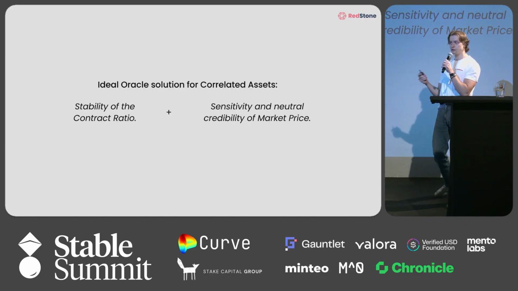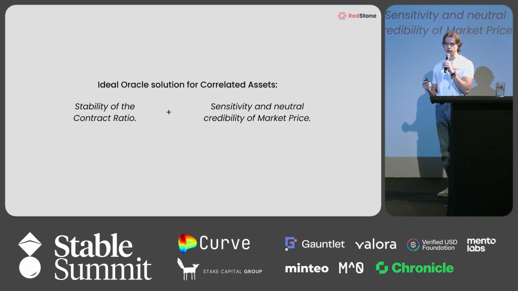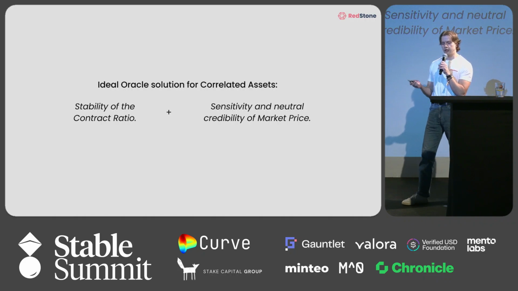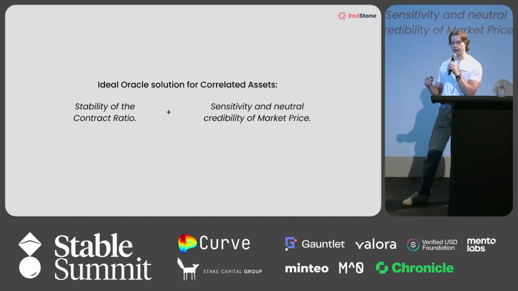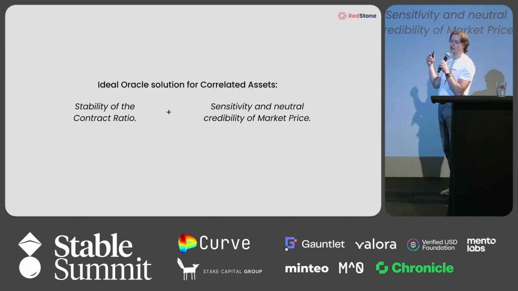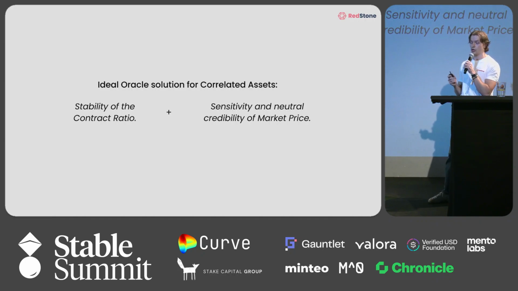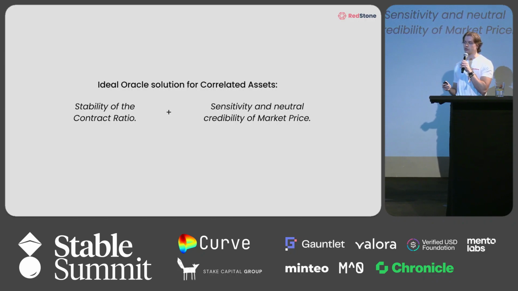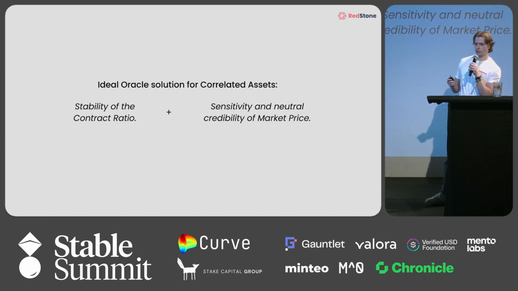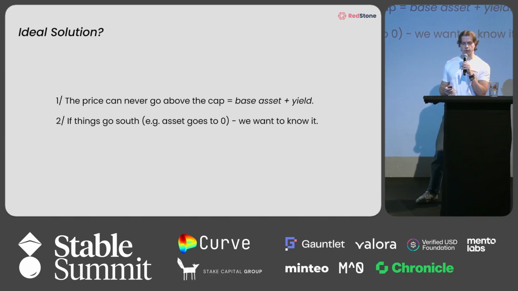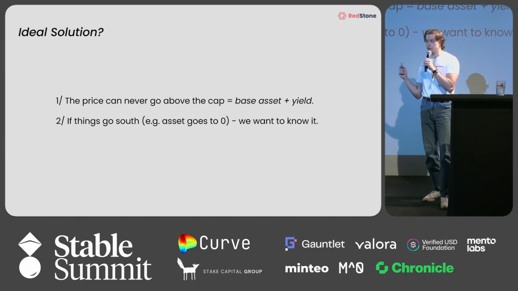Now, none of those setups is perfect. So if we were to create a solution that would work well for all of the possible scenarios, it would look something like this. So we would have the stability of the contract ratio. We are resilient to short-term depegs, but at the same time, we would have the sensitivity and credibility of a market price.